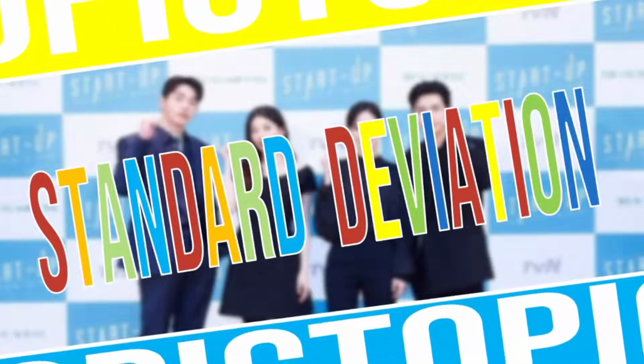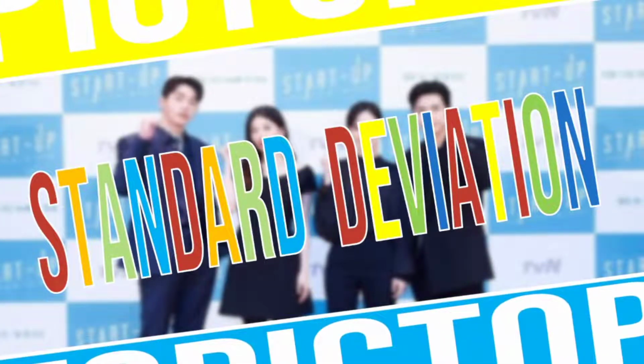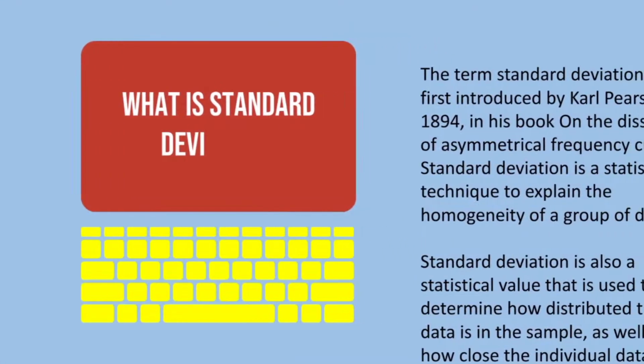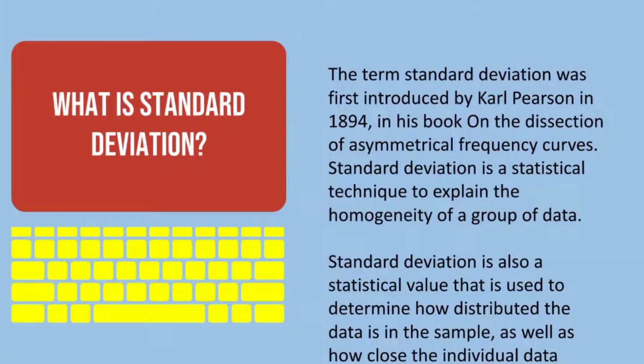And now, on to the next lesson, which is standard deviation. But what is standard deviation, you might ask? Now, let's take a quick history class, shall we? The term standard deviation was first introduced by Karl Pearson in 1894 in his book on the dissection of asymmetrical frequency curves. Standard deviation is a statistical technique to explain the homogeneity of a group of data.